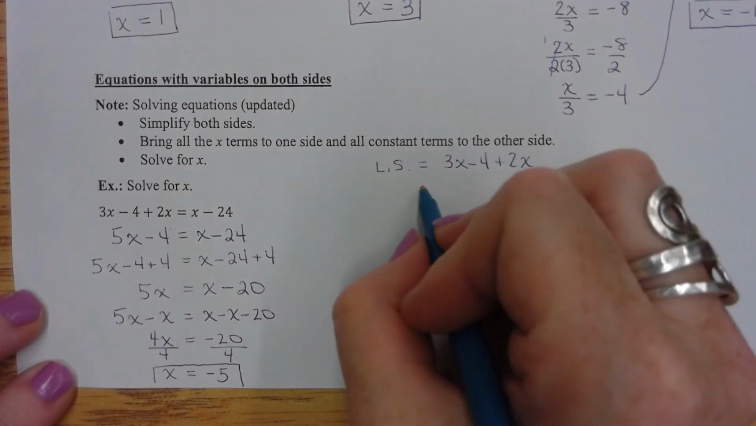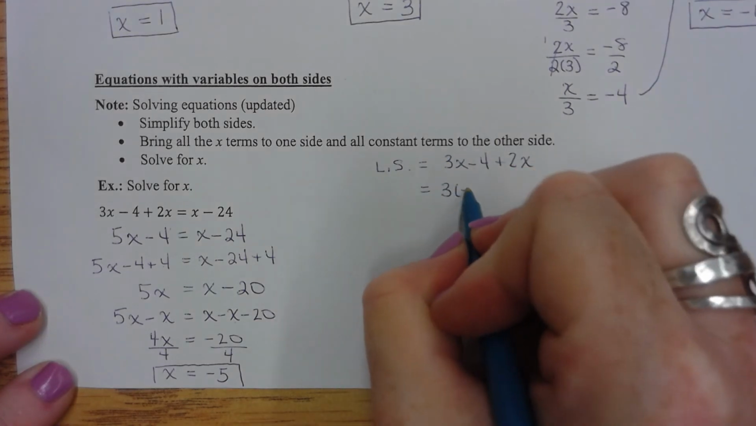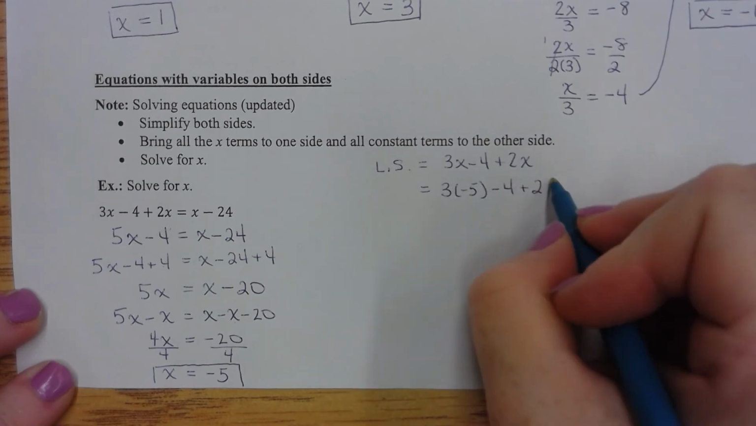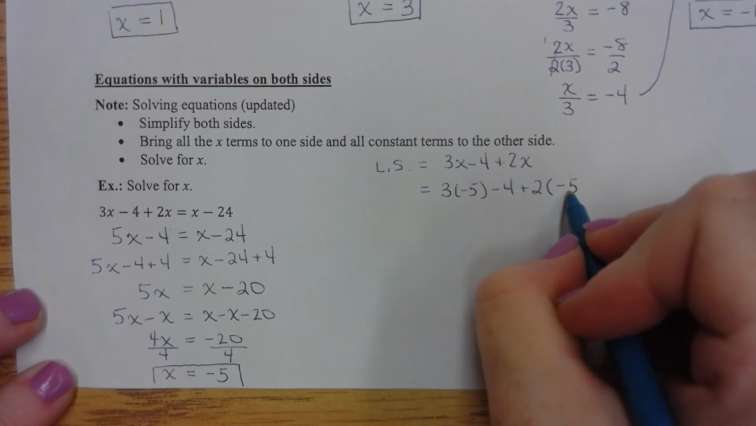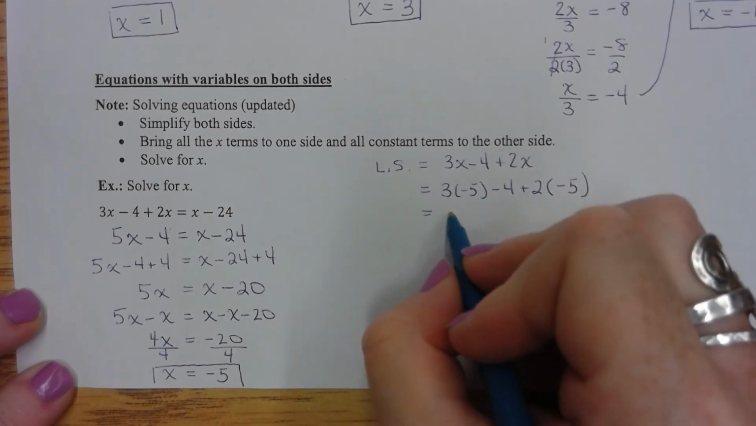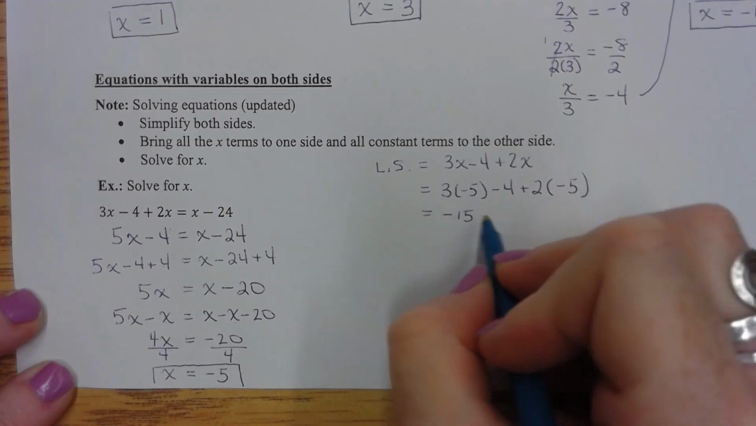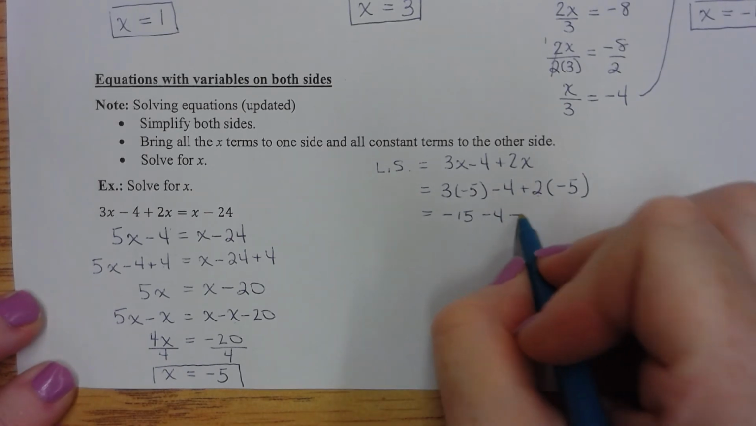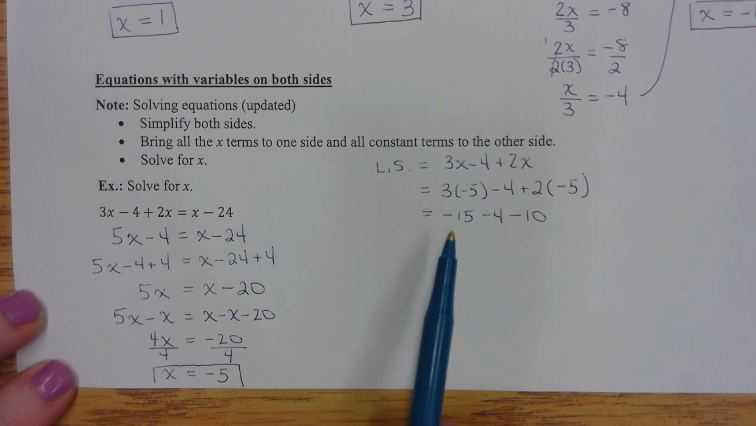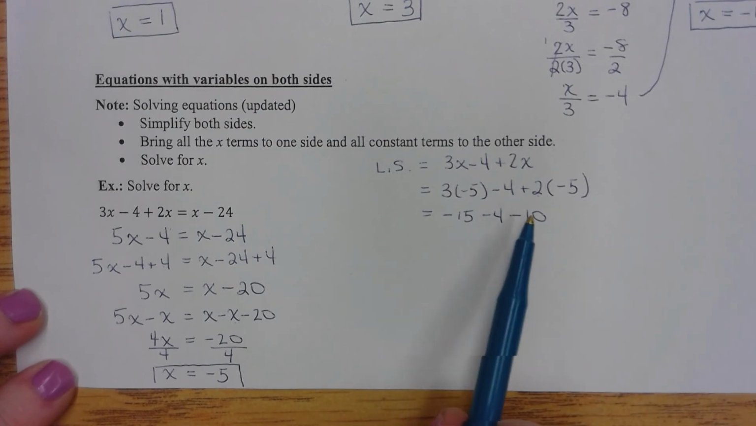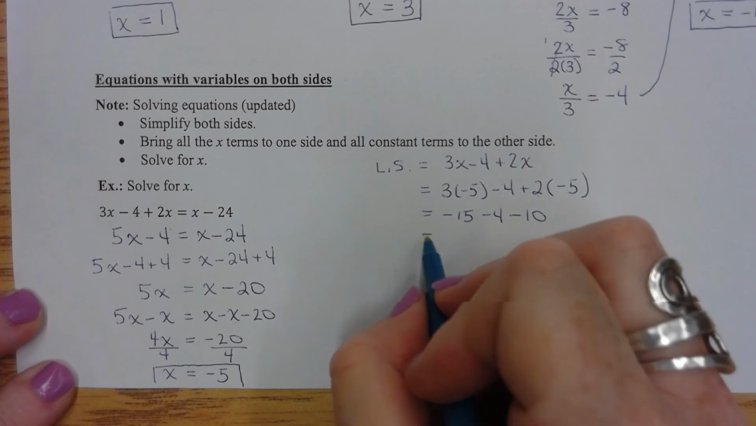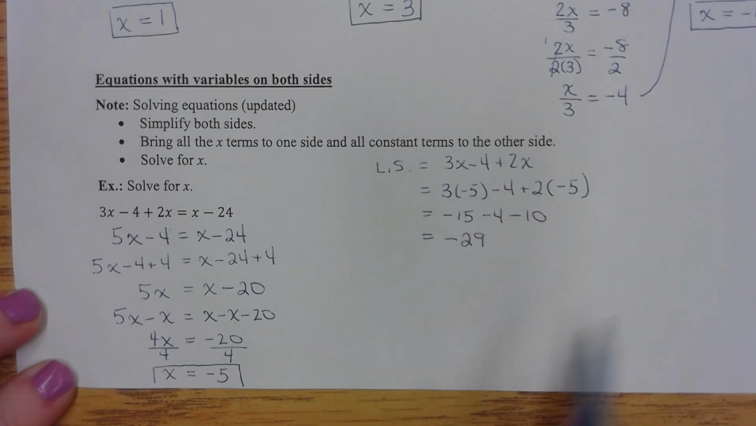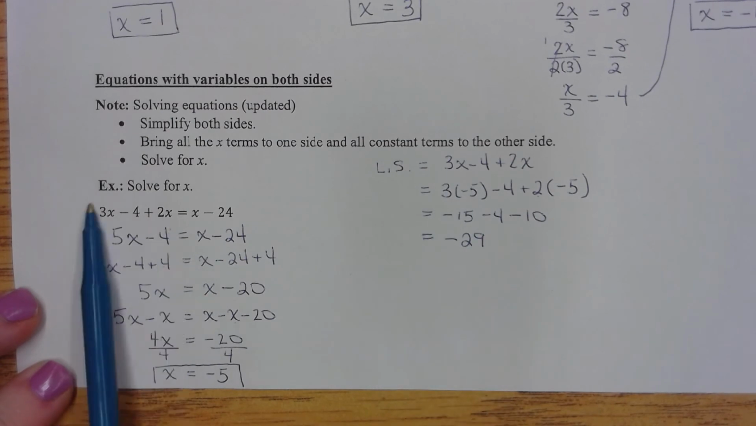So I'm going to go 3, I'm going to replace x with negative 5. I'm going to subtract 4. I'm going to add 2, and I'm going to replace the x with negative 5. So I have negative 15 minus 4, and then 2 times negative 5 is negative 10. So I have negative 15 minus 4 minus 10, and so when I add all of that up, I end up with negative 29. So that's the answer when I put x into the left side of the equation.